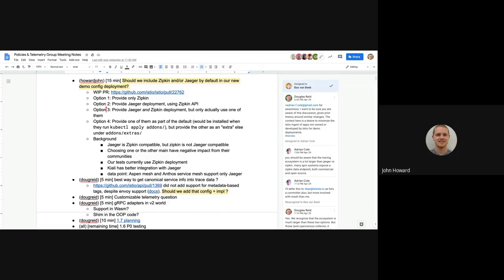Yeah, I agree. Those are the options. I mean, option 2 is what we use currently. And I think most of the people actually do end up using the Zipkin API for Jaeger, just because the clients support Zipkin.